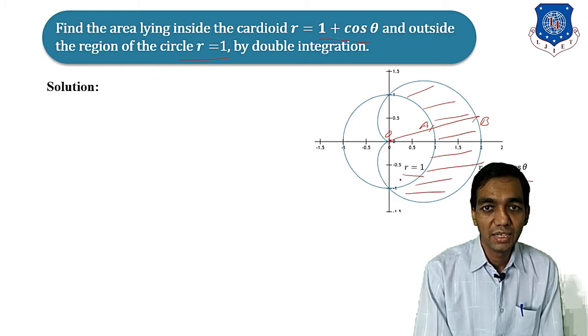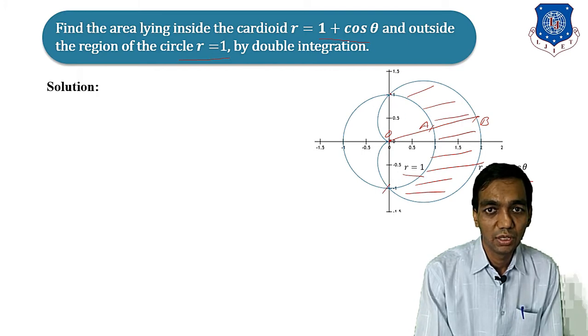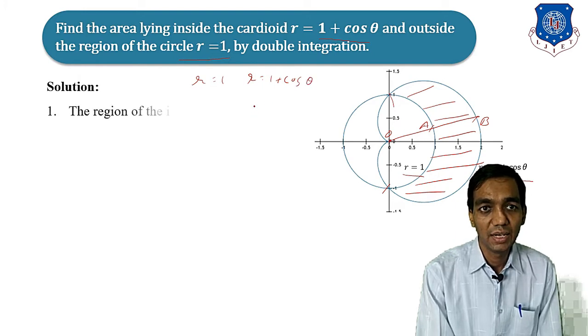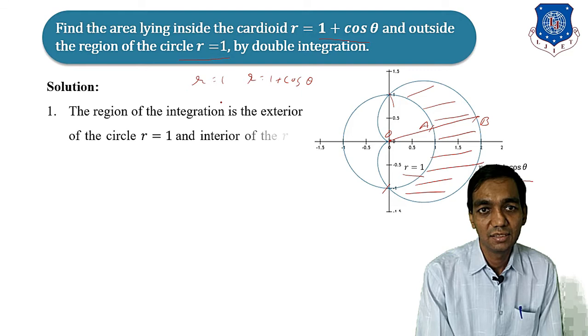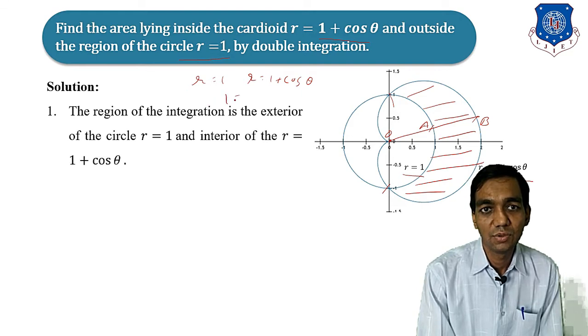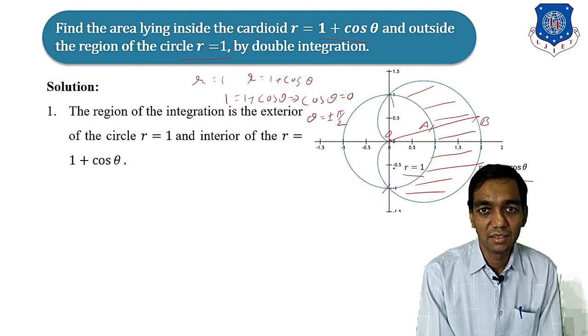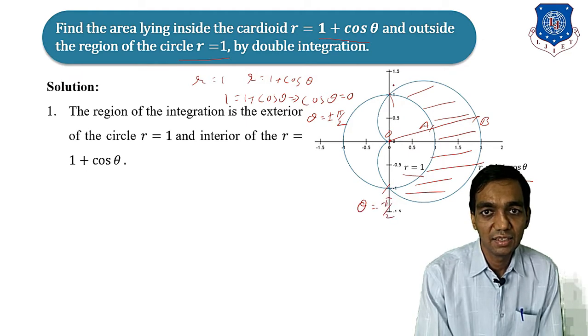Now, if you are going to find the intersection points, that means this point and this point, then you have r is equal to 1, and r is equal to 1 plus cos theta. Correct? So to find the intersection, r is equal to 1 is equal to 1 plus cos theta, and that will give you cos theta is equal to 0. So you have theta is equal to plus or minus pi by 2. So this line is theta is equal to minus pi by 2, and this line is theta is equal to plus pi by 2.